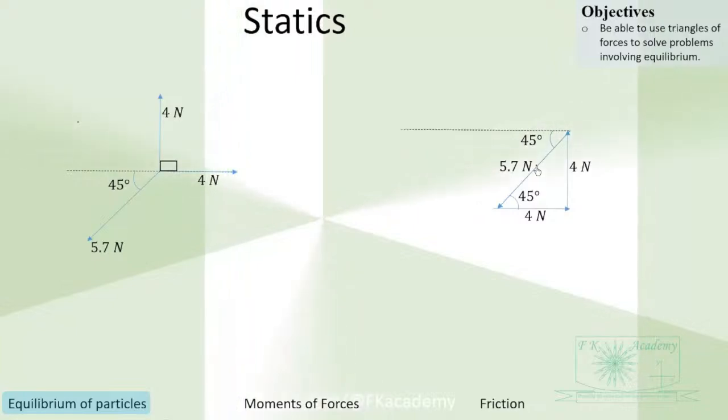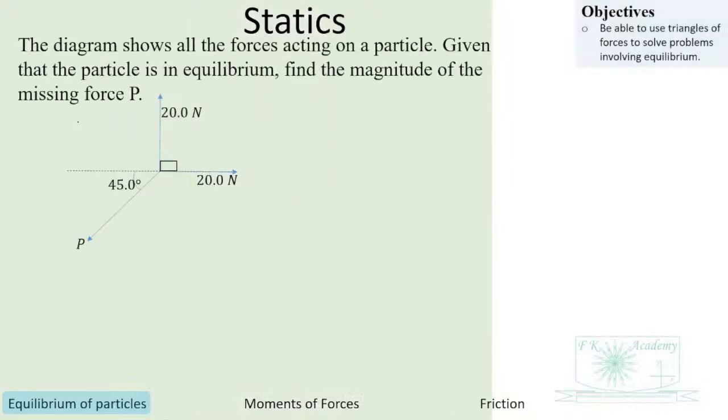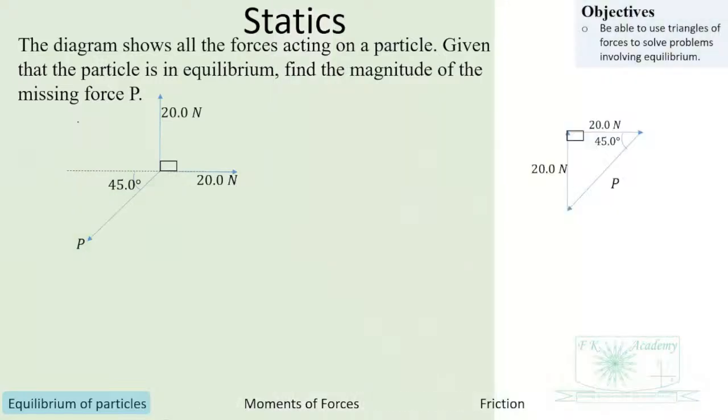Now let's take an example of a question that involves using triangle of forces to solve it. The diagram shows all the forces acting on a particle. Given that the particle is in equilibrium, find the magnitude of the missing force. So we are going to draw these forces tip to tail. Now let's do that, and that will form a triangle for us.